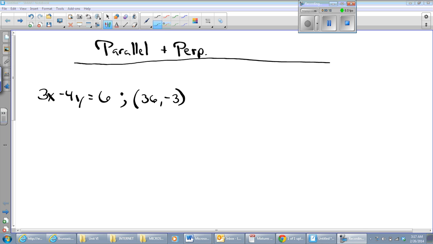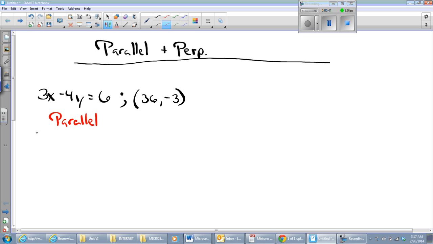Keep it up. So we're going to review parallel and perpendicular again, just one more time. Should be a pretty quick video. I'm given this linear equation here. This one's in standard form, and I'm given this point 36, -3. I want to know the equation of a line parallel to the equation that goes through this point.